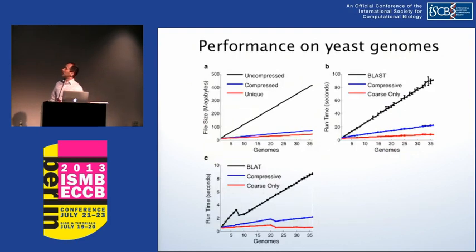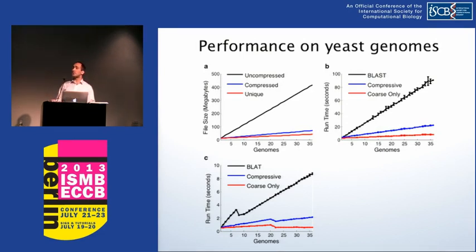Well, here's how we do. This black line is the file size, and these are the raw run times of normal BLAST and BLAT. And then the blue is how long the entire thing takes, and the red is the coarse phase only. And what we see is not only do we do dramatically faster, but it gets better with more data. We actually really change the scaling.